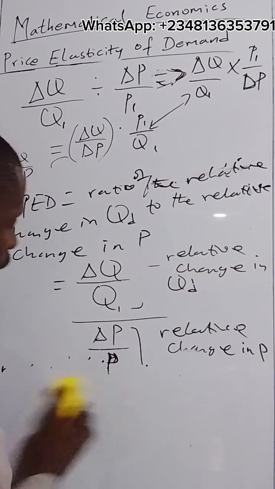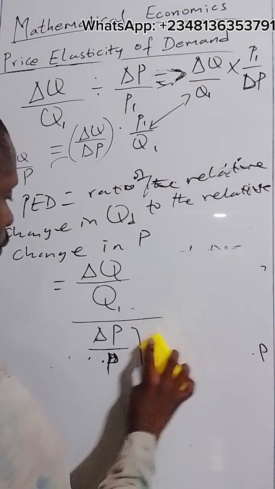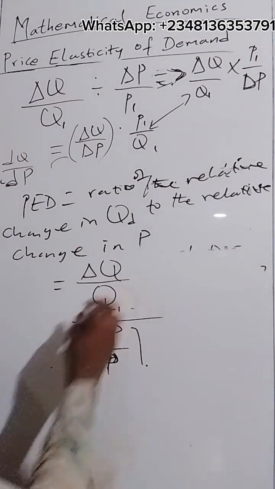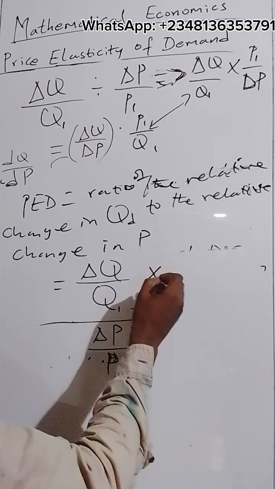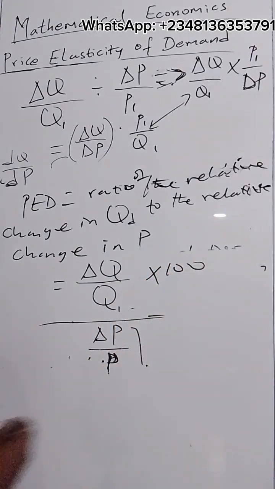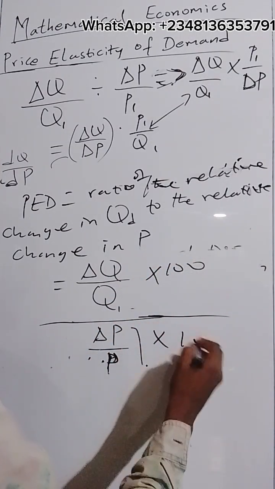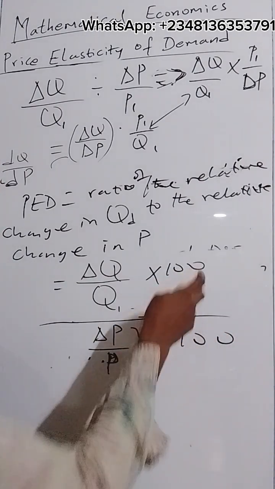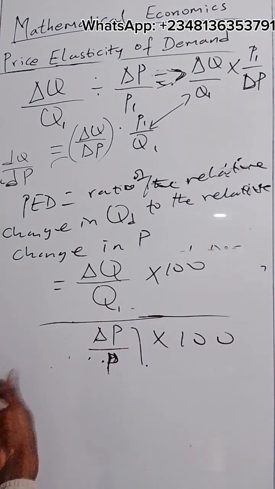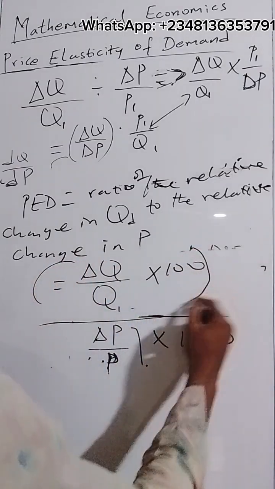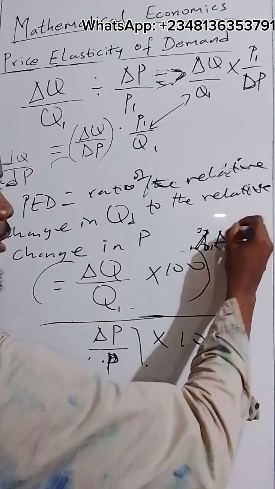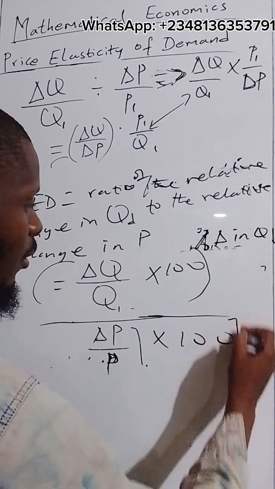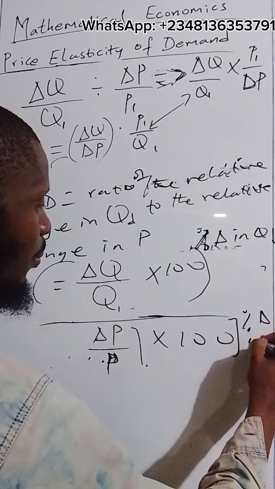Now let me convert that. If I multiply, that does not mean that I cannot use this formula. I can still use this formula, but I can also manipulate and convert it to percentage change. That is, once I multiply this by 100, and then I also multiply this by 100, you can see that the 100s cancel out. It's just a matter of manipulation. So what I have here becomes percentage change in QD, and what I have here becomes percentage change in P.